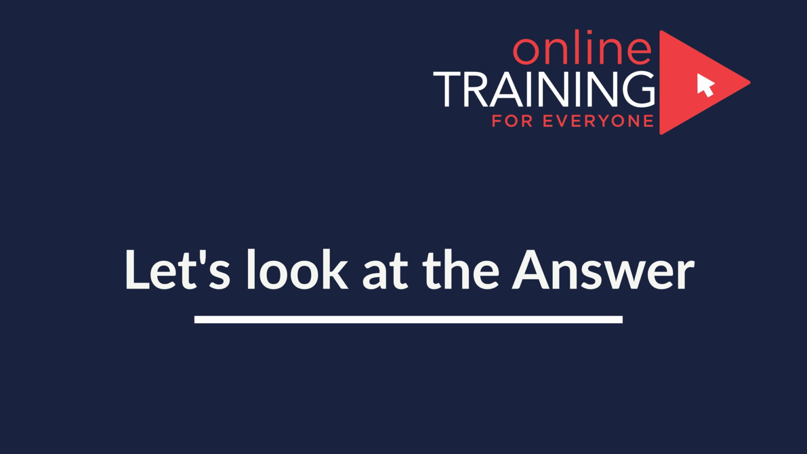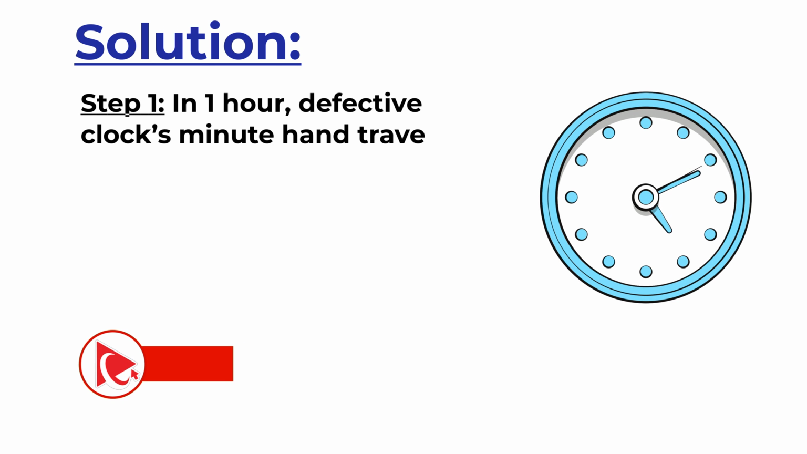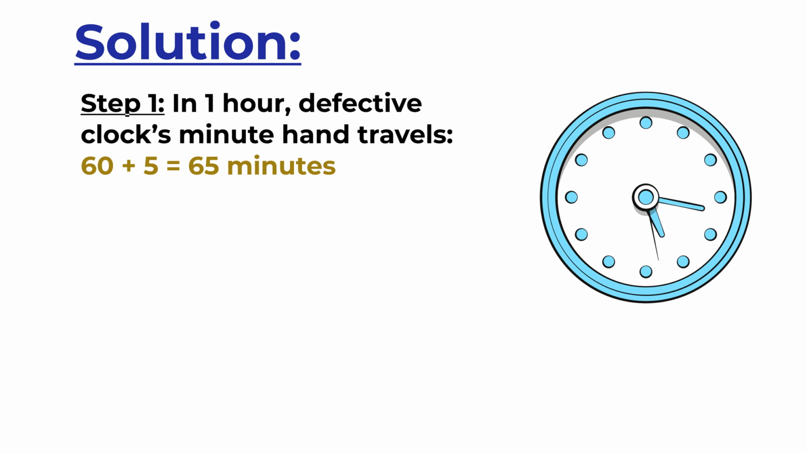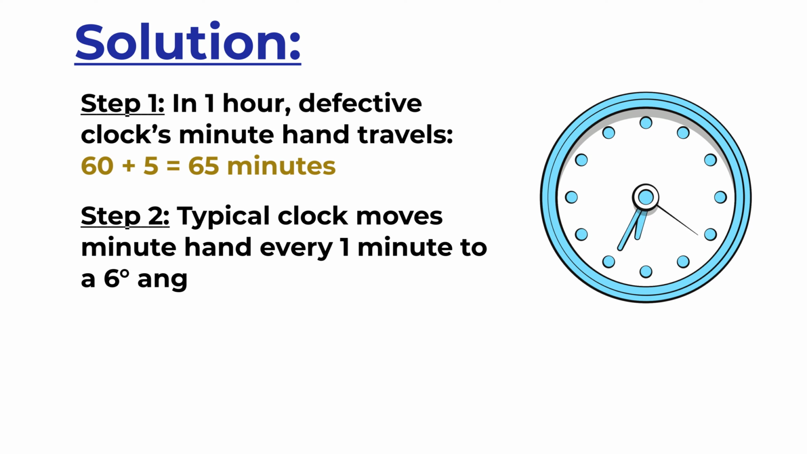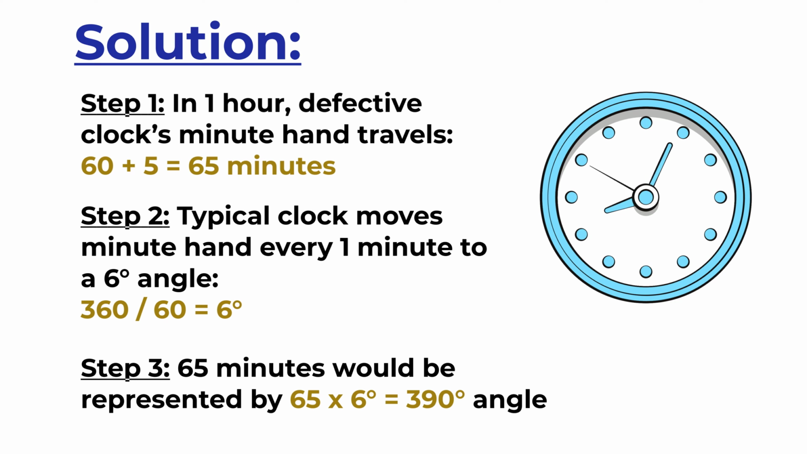To solve this challenge, we need to emphasize the fact that defective clock gains 5 minutes every hour, which means that in 1 hour, defective clock's minute hand travels 65 minutes, which is calculated as 60 minutes for 1 hour plus 5 extra minutes. Typical clock moves a minute hand every 1 minute, and it moves it to 6-degree angle, which is calculated as 360 degrees divided by 60 minutes, which equals 6 degrees, which means that the 65-minute angle would be represented by 65 multiplied by 6, which would be equal to 390-degree angle.